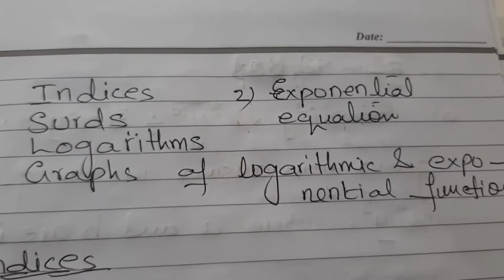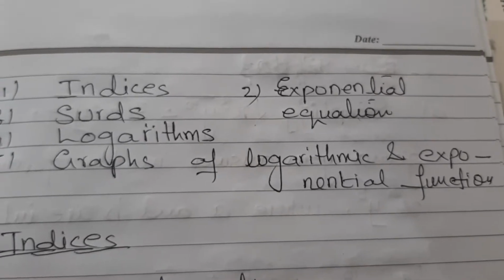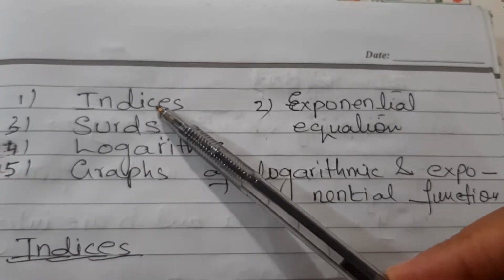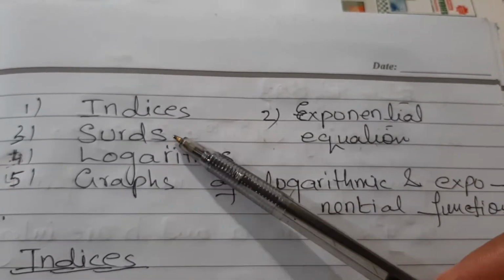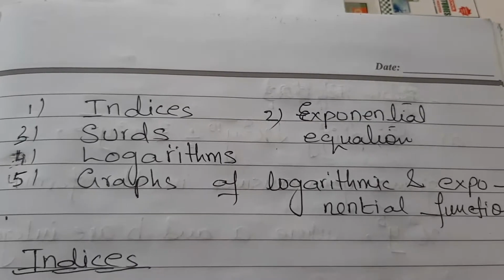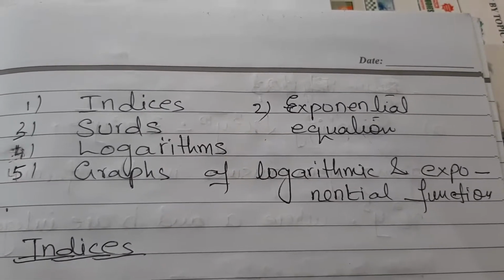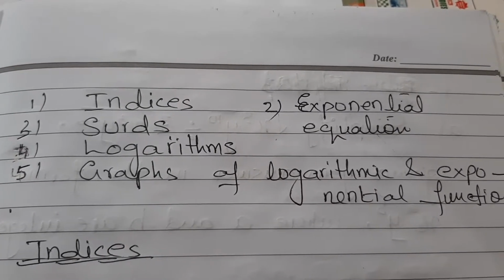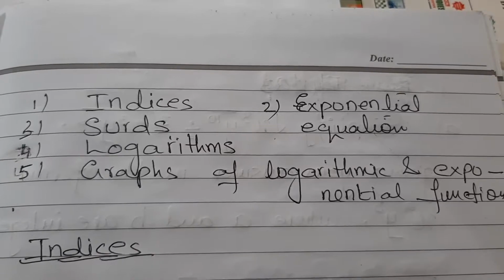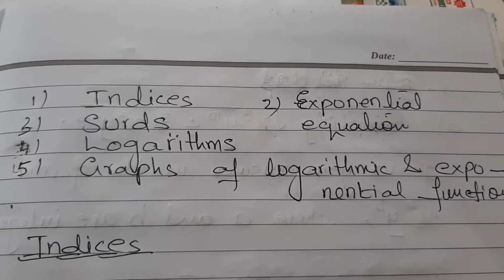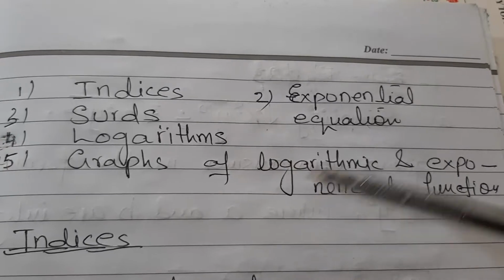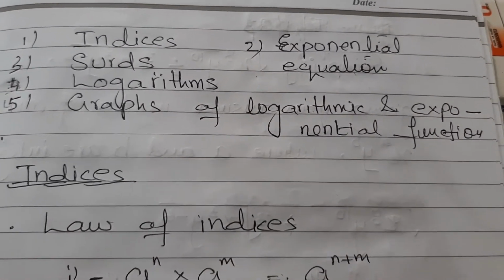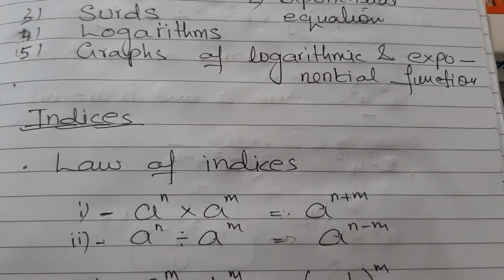Whenever we are doing any topic, we should know what our focus should be, what concepts we need to know in this particular topic. So it is indices, exponential function, surds, logarithms, graph of logarithms and exponential function. In this video I will only explain indices. For all these 5 topics I have made 5 videos, and 1 video will be on past papers. I have explained the topics with the help of examples and past paper questions, but they are basic examples also to build the concept. So let's start with indices.